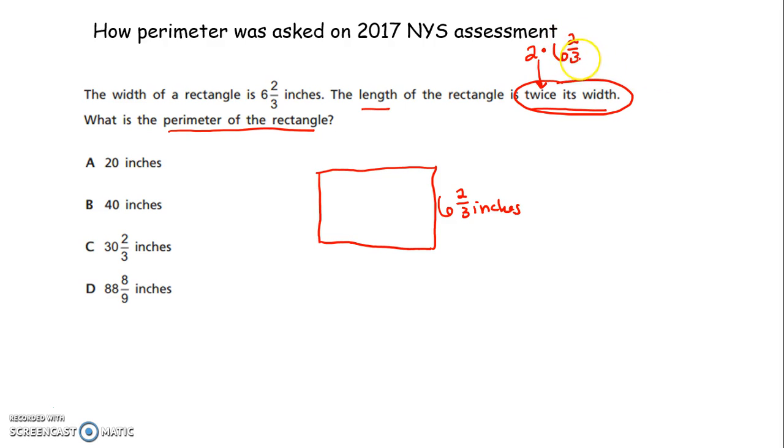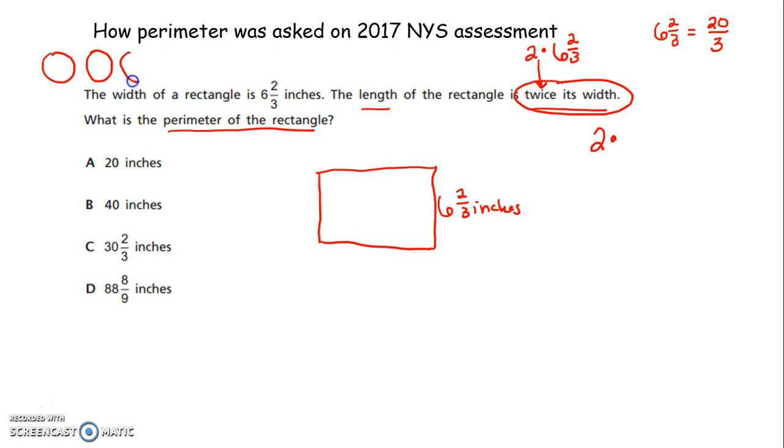All right, let's go ahead and do this. First of all, I would write this as an improper fraction. So that would be 2 times 6 2/3 as an improper fraction. 3 times 6 is 18, and 2 more is 20. So that becomes 20/3. You know me, I love drawing my pictures.